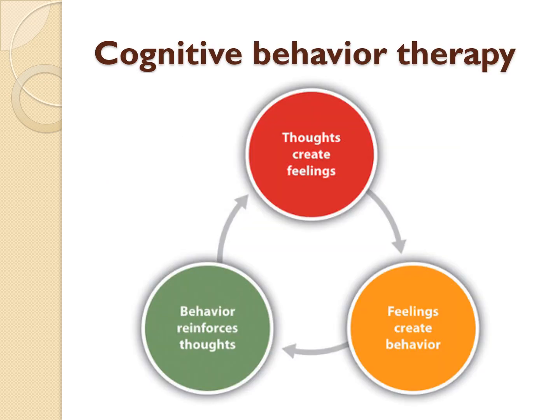So we will discuss behavior therapy, cognitive behavior therapy. There are two components, cognition and behavior. In this vicious cycle, thought creates a feeling, the feeling creates a behavior, and behavior reinforces the thought. So we will look at how this happens and how this works in the disorder.